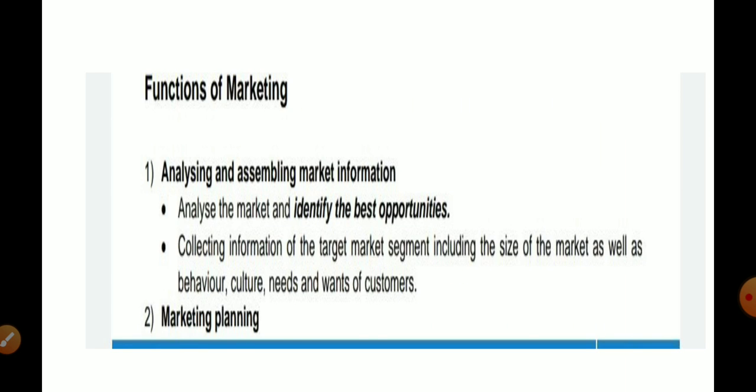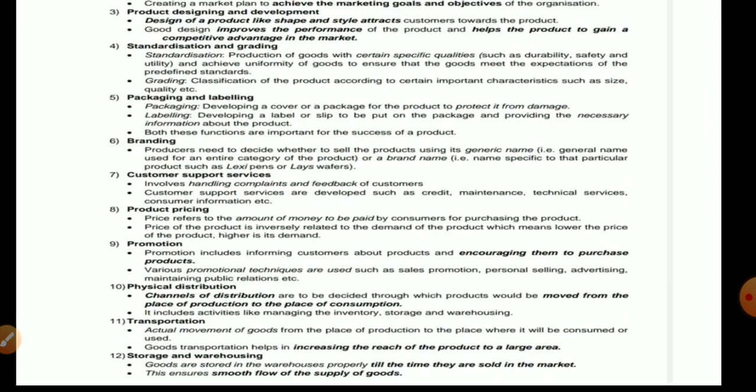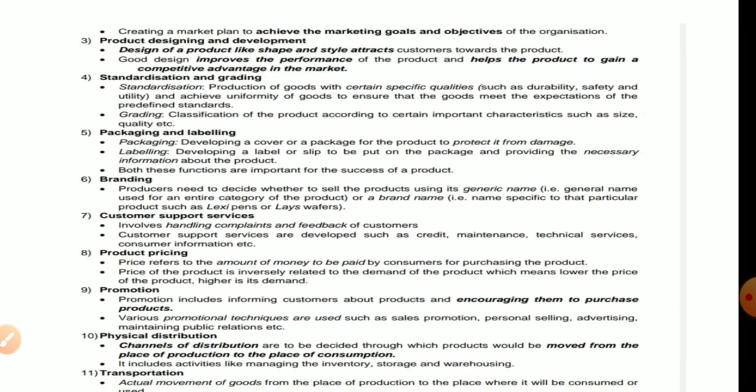Now, what are the functions of marketing? First is analyzing and assembling the marketing information or market information. First and foremost, you have to identify in which market you establish your product. So you have to identify the best opportunity in your environment. Second is marketing planning. You have to plan how you create the market plan to achieve marketing goals and objectives of the organization.